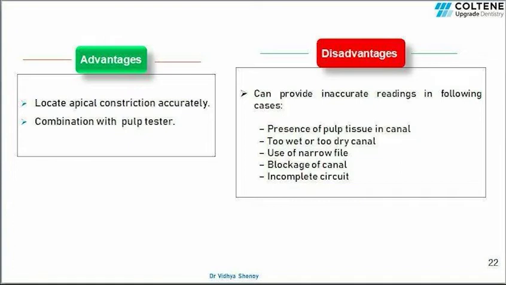The disadvantages of apex locators include that it can provide inaccurate readings in certain clinical conditions, that is, presence of pulpal tissue in the canal, if the canal is too dry or too wet, if we use a narrow file to locate the working length, if there is blockage in the canal due to some ledge or buildup of debris, and if the circuit is incomplete as well, it can give inaccurate readings.